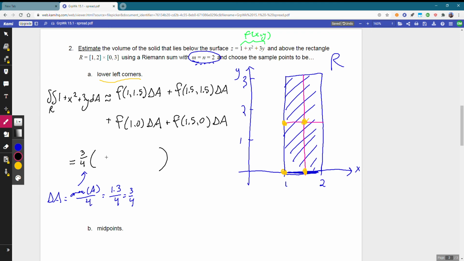This is probably where we might bust out a calculator. I think, let me do the bottom ones. I think we can do those by hand. All right, so over here, f of 1, 0, we plug 1, 0 into our function, y will 0 out and get 1 plus 1, so we'll get plus 2 there, and then if we plug in 1.5, 0 into our function, and the y part goes away, so we get 1 plus 1.5 squared.